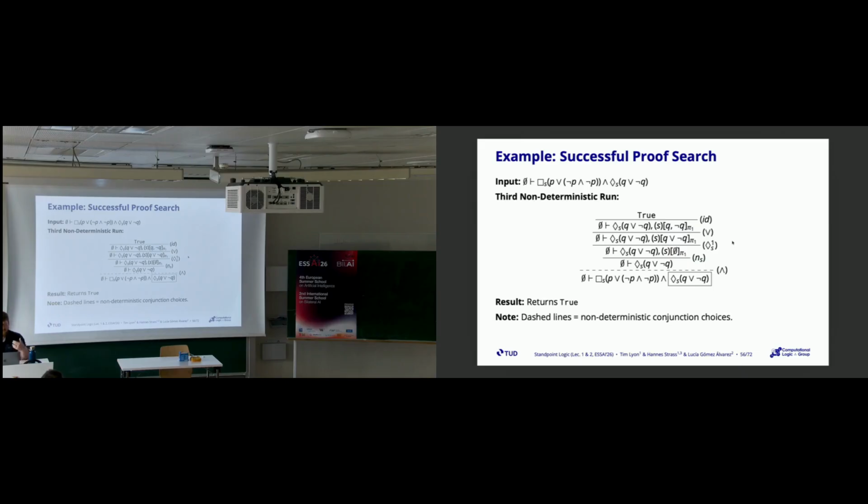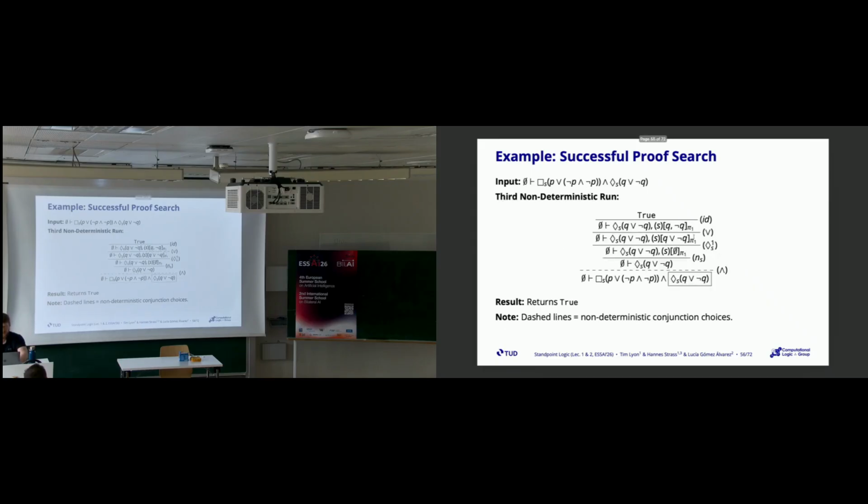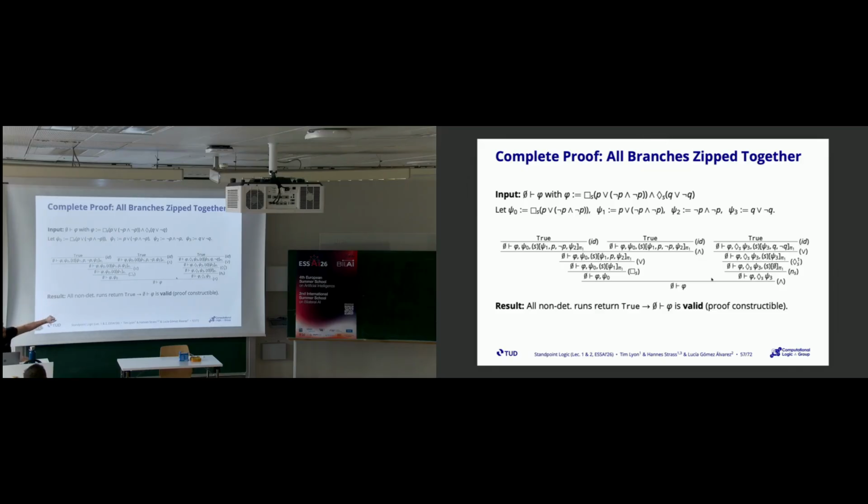So what has happened in this particular example is that every non-deterministic choice led to a successful branch, and you can take all three of these branches and zip them together, fuse them together at these dashed lines to build this proof in the nested sequent calculus, which witnesses that the formula phi, the input, is in fact valid. So that's the way that this proof search algorithm actually works in order to obtain coNP complexity, right? So it's a bit complicated, but it's very efficient.